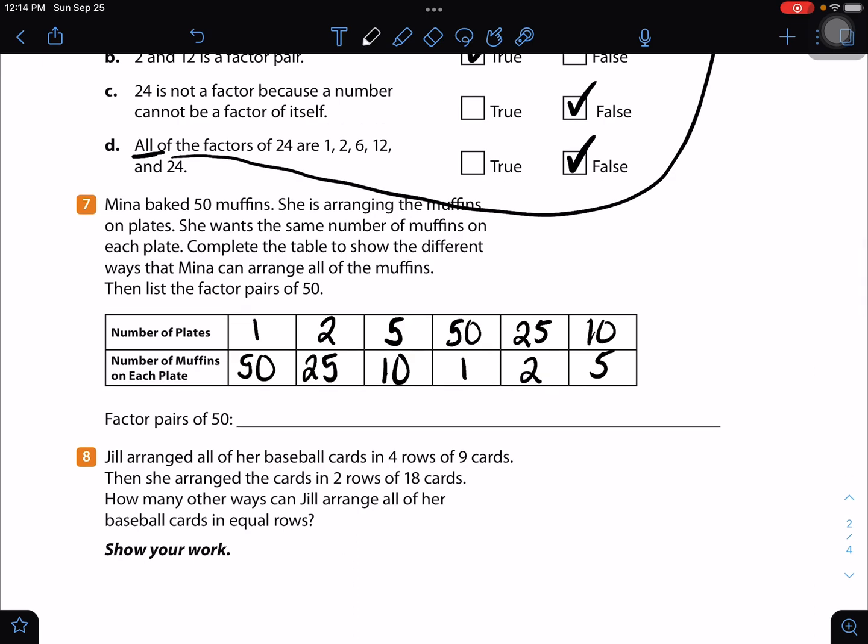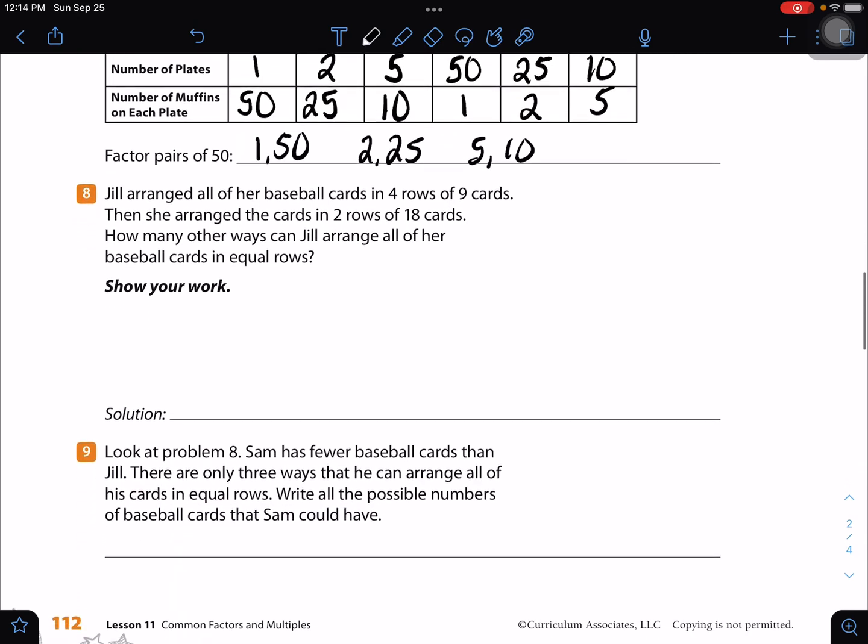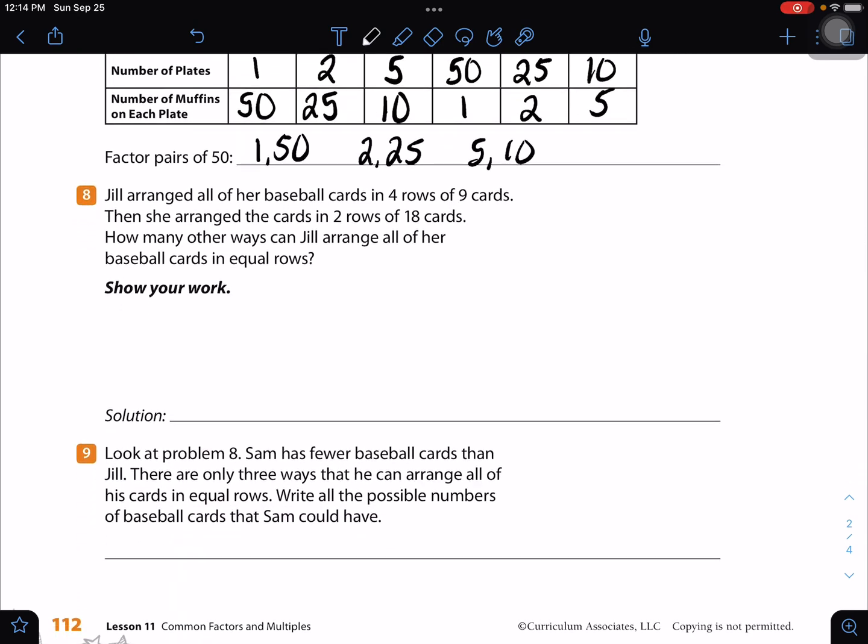So what are all the factor pairs? We have 1 and 50. We have 2 and 25, and we have 5 and 10. All right, we have a couple more problems here, and then you're going to try some on your own.